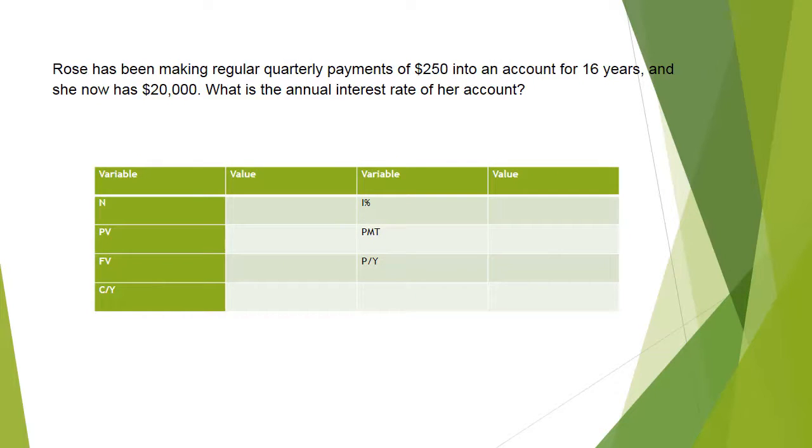All right, on problem number D, start off the same way, filling out the table. I always find the table to be the most helpful. It says Rose has made regular payments of $250. So they're telling us what the payment is. Remember that when we put this payment into the calculator, we want to make sure that we enter it as a negative value. In this problem, it says we're putting it into an account for 16 years and she now has 20,000. What we're trying to figure out is the annual interest rate. So what we're looking for here, that's where our 0 is going to go, is the annual interest rate. Remember, because there are payments, we want to go ahead and put a 0 here.